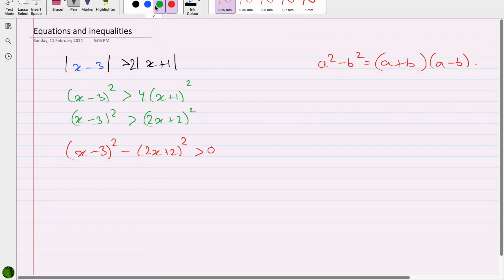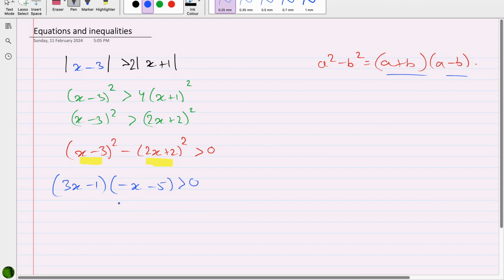Now I am supposing that this is a and b. The first bracket is a, the second is b. So if that is a square minus b square, that would be a plus b into a minus b. When I add these two, I get 3x minus 1, into a minus b. When I subtract these two, I get negative x and negative 5, greater than 0.